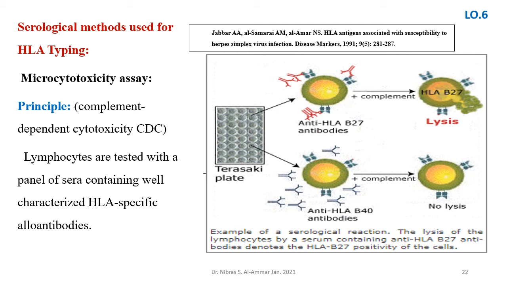Here, as you can see in this diagram, a Terasaki plate is used for this method, and a complement from rabbit serum. We prepare the complement and we prepare the T and B lymphocytes according to which class of HLA we need to type, and the result of this method is lysis. If there is lysis as an end result for the lymphocytes by the serum containing anti-HLA B27 antibodies, this denotes that the cells are HLA B27 positive.